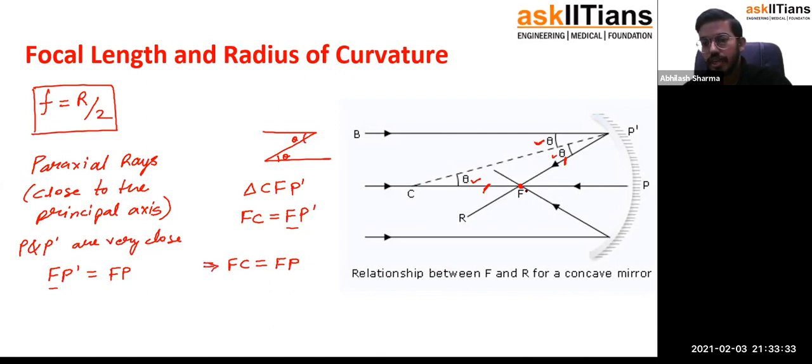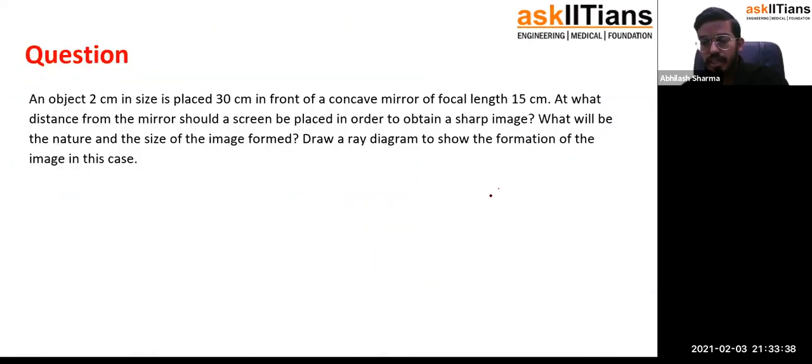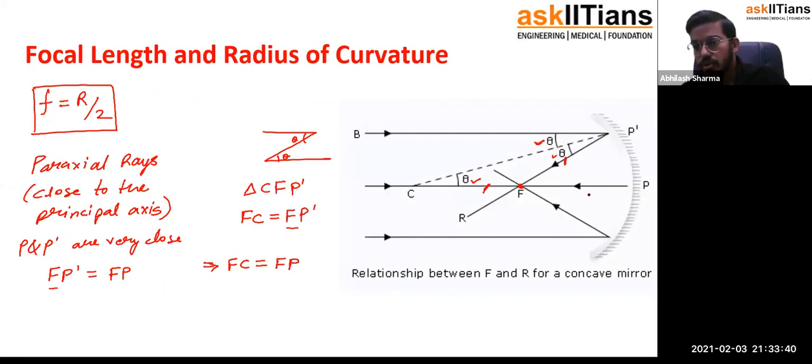After we know that FC is equal to FP, we quickly realize that FP is nothing but the focal length, like this. And since FP is equal to FC, FC must also be the focal length, isn't it? That's what we have here: FC equals FP, both are focal length only. But then we realize the distance from P to C is all the way the radius of curvature.